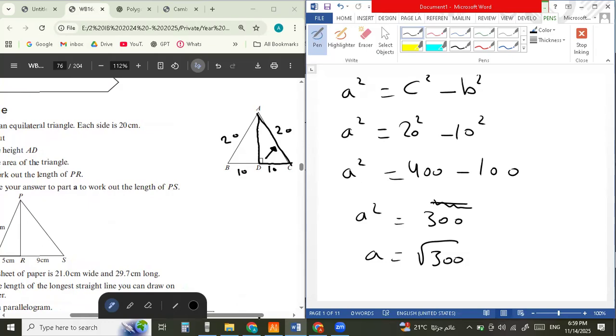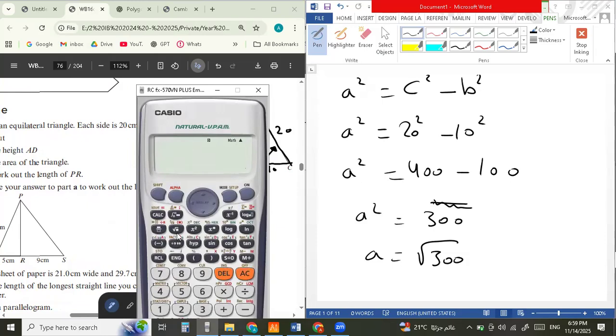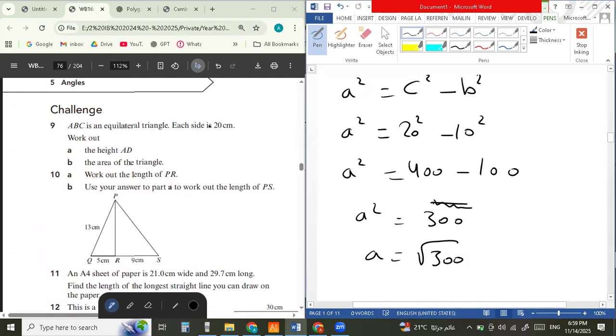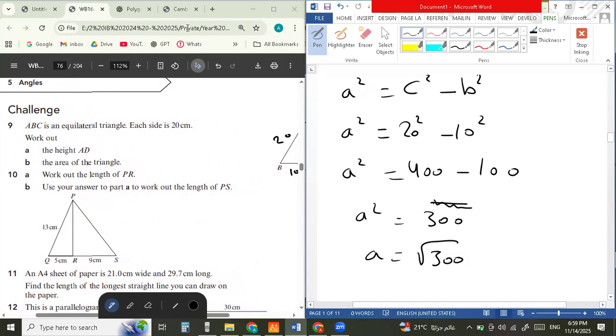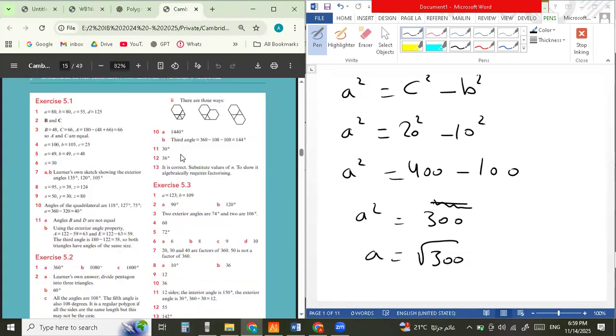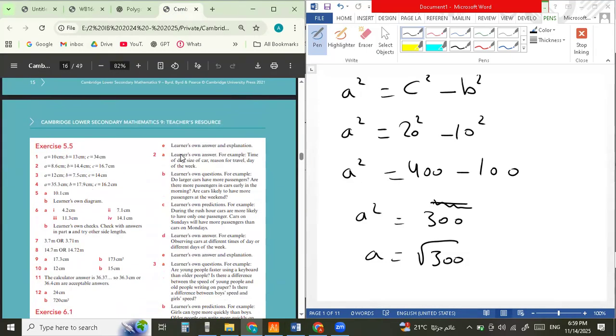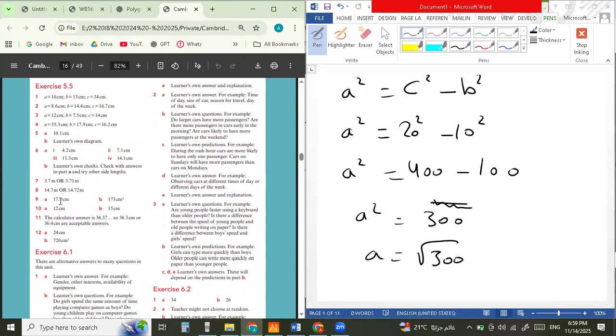If you round your answer, you can round it to one decimal place. Let's do it. Root of 300 equals 17.3. This is question 9a, 17.3.